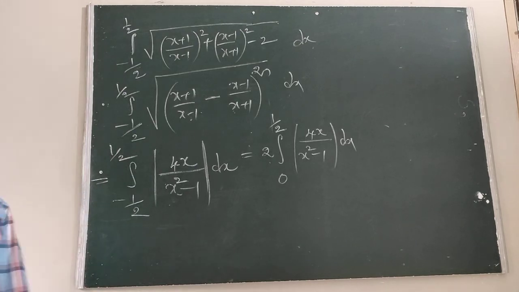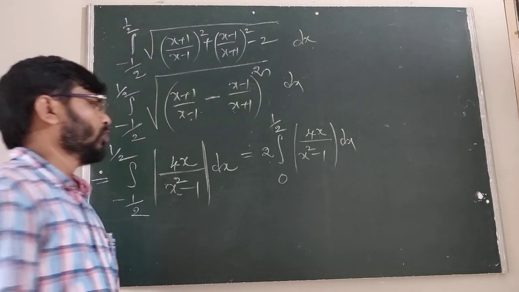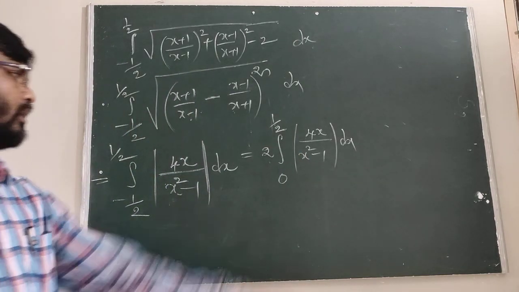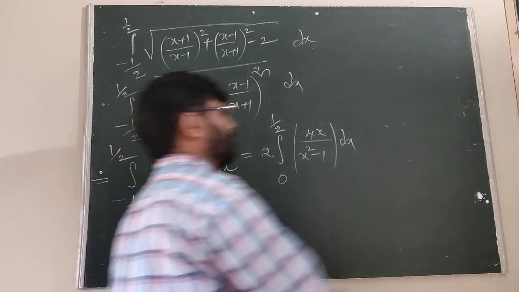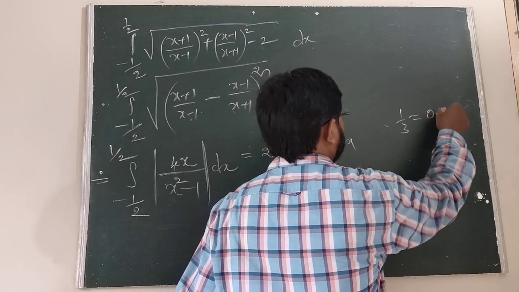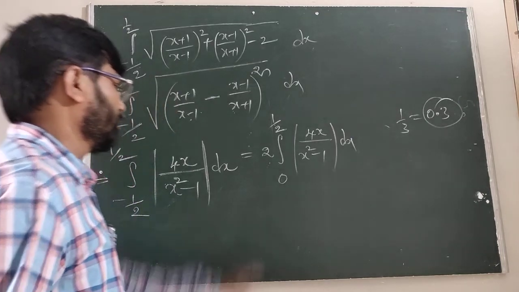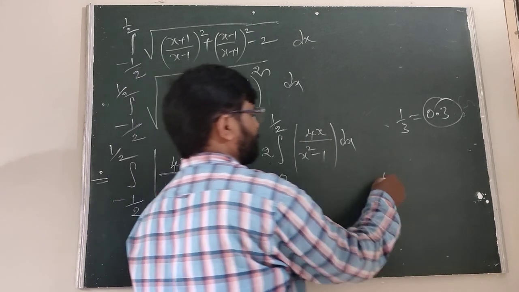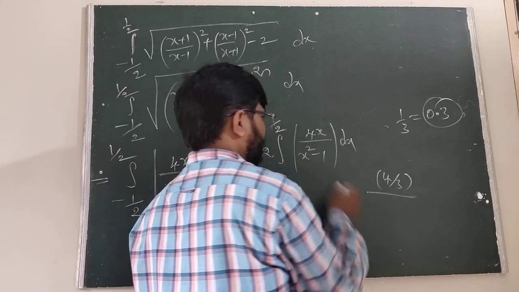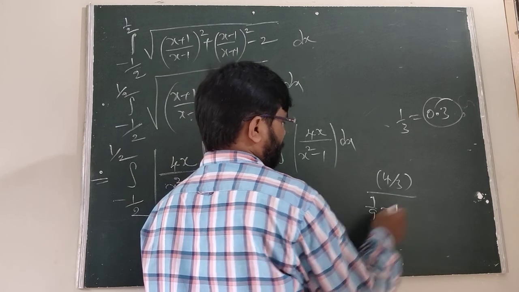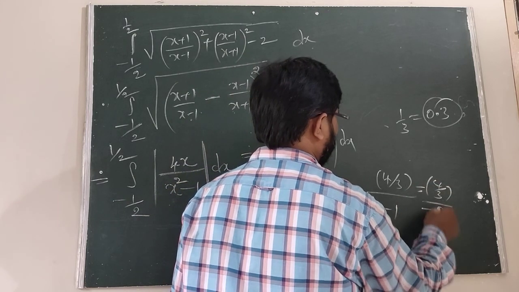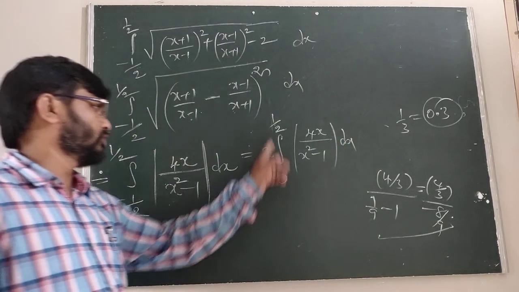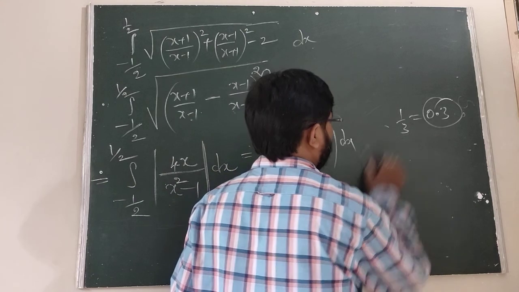Now we can apply the mod property. What is the mod property? We are taking in between 0 to 1 by 2. 0 to 1 by 2 means 0.5. Before 0.5, suppose we are taking the 1 by 3. 1 by 3 is 0.3, the least one. 1 by 3 lies between 0 to 1 by 2. Now substitute in this: 4 by 3 upon 1 by 9 minus 1. This is 4 by 3 upon minus 8 by 9. We got the negative. Therefore, in between the values 0 to 1 by 2, the mod is negative.